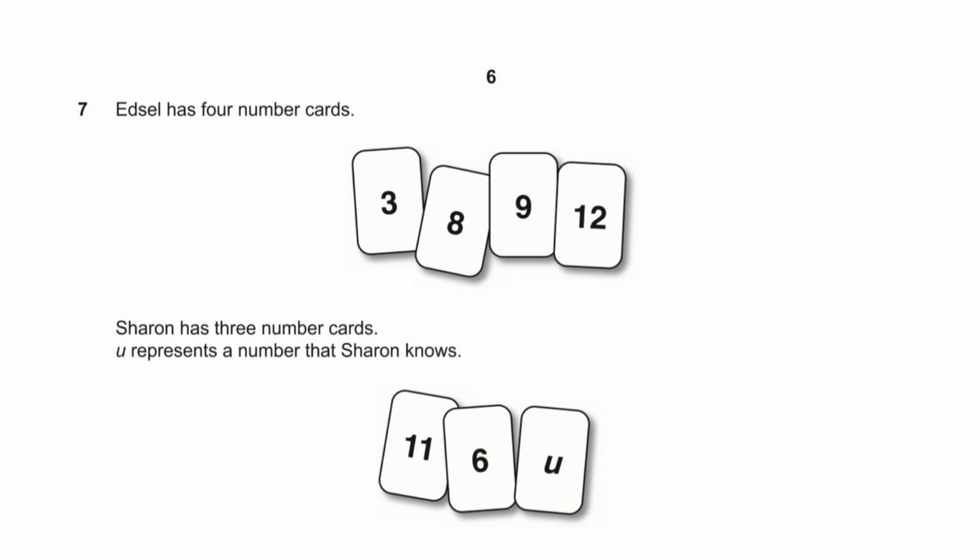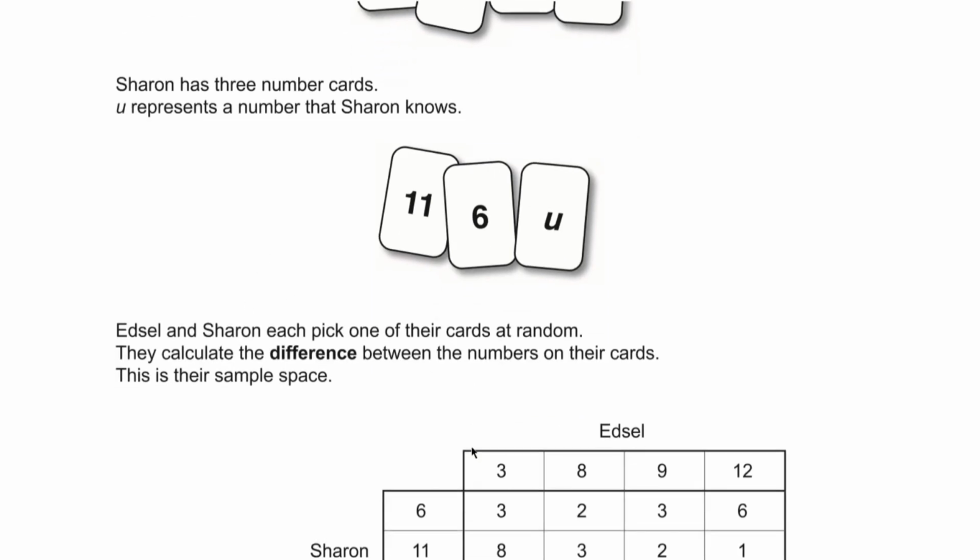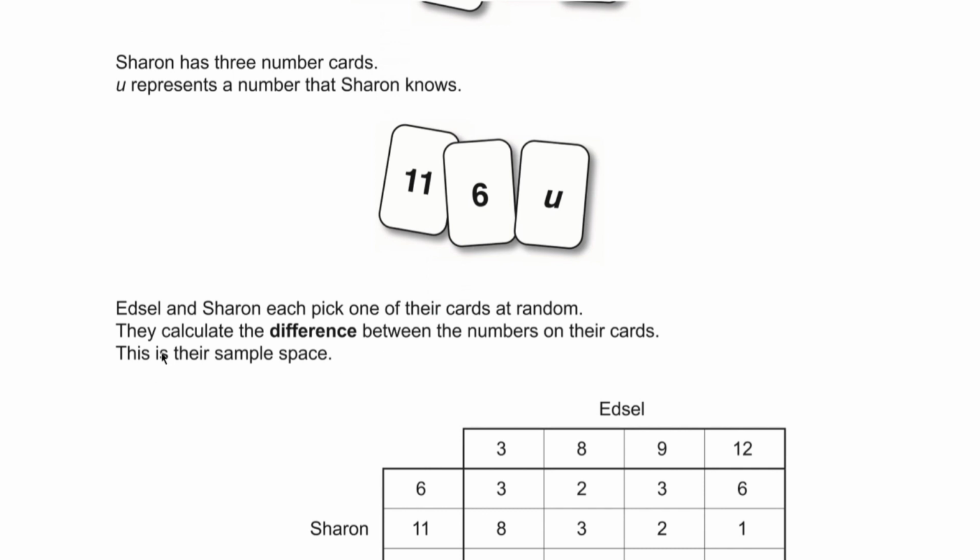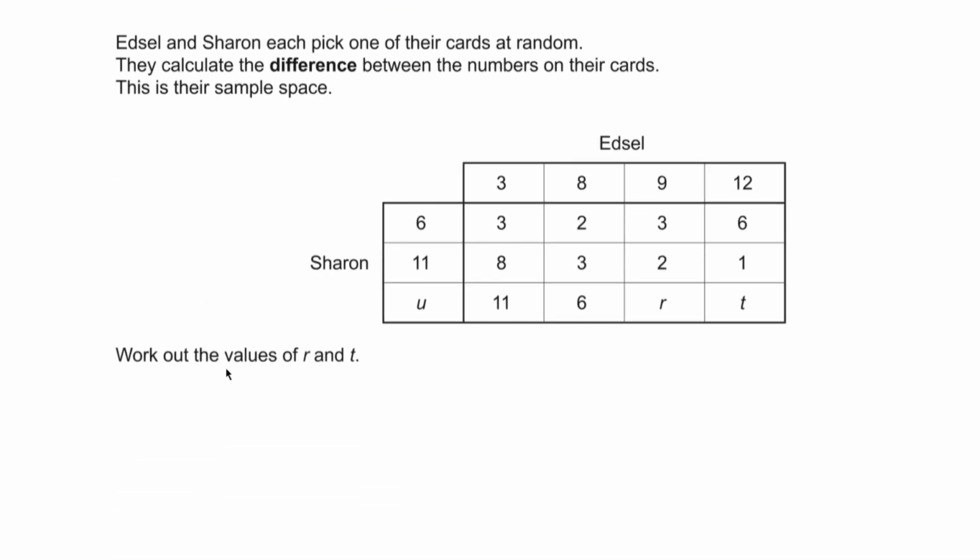Question number 7. Edsel has 4 number cards, 3, 8, 9 and 12. Sharon has 3 number cards. U represents a number that Sharon knows, so we've got 11, 6 and U. Edsel and Sharon each pick one of their cards at random. They calculate the difference between the numbers on their cards. This is their sample space. We have to work out the value of R and T.